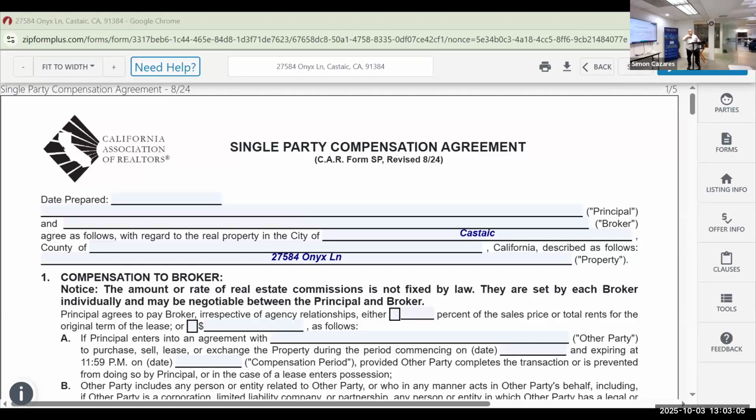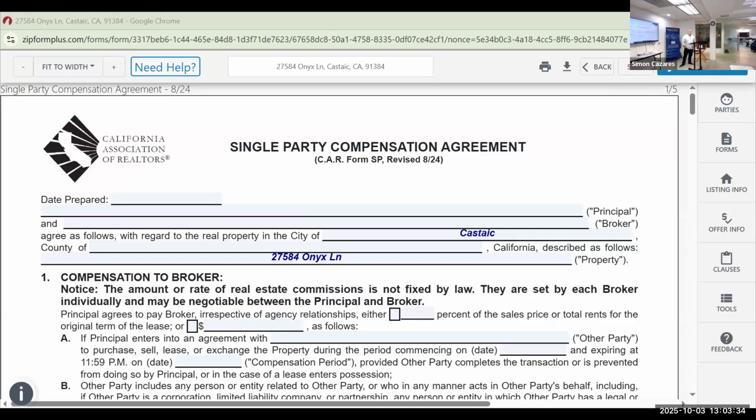Okay, good to know. So the single party compensation agreement, better known as the SP form, is a form utilized when you have a buyer and a seller, but you don't have it listed. You don't have this property listed, or the property is not listed. It's an off market transaction.